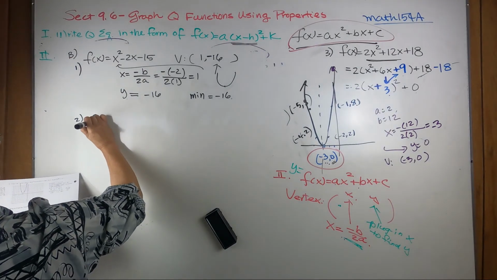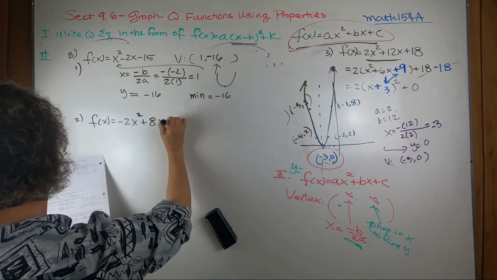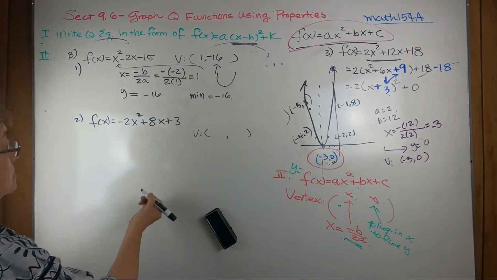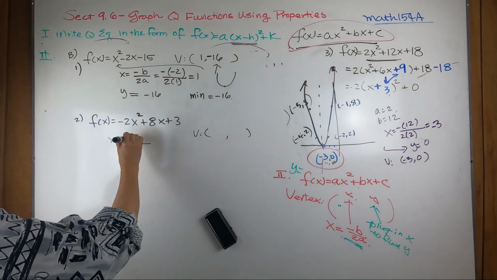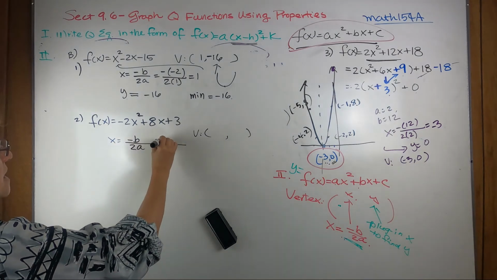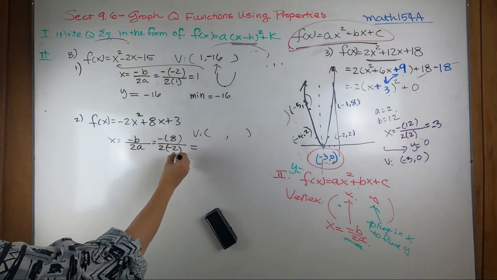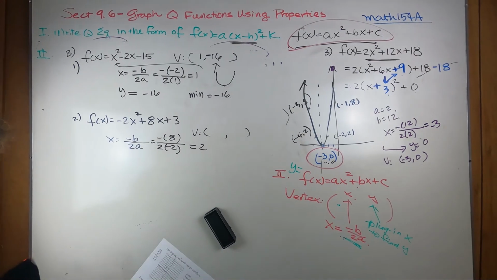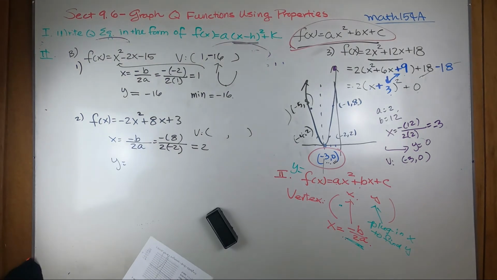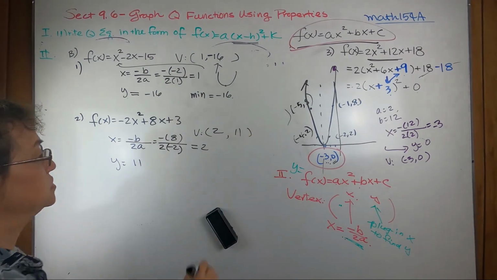Okay, next one. If I have f(x) equals negative 2x squared plus x plus 3. So what's your vertex? Right? So you do x is what? Negative b over 2a. 2a is negative 2. So that will be what? 2. Right? Then what's your y? You just plug in. And you can even use a calculator. So your vertex is 2, 11.